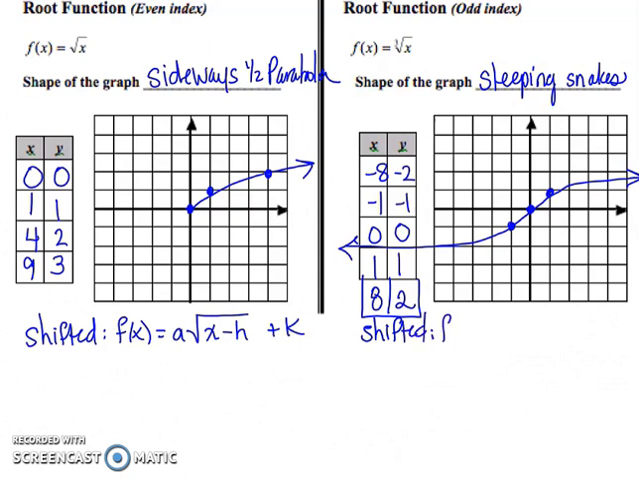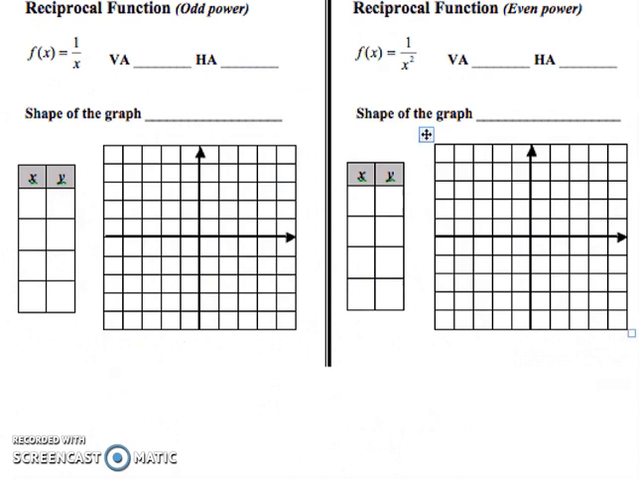And the shifted version of this would be f of x equals a times the cube root of x minus h under the radical and plus k after the radical. Okay, these are probably going to be new.